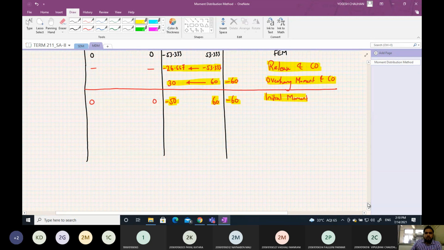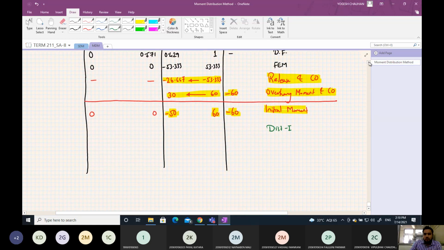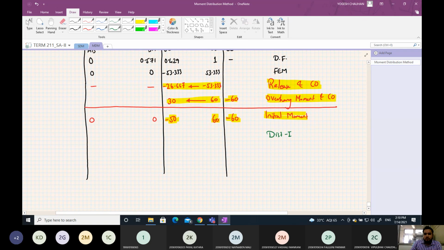Okay, now you repeat the distribution carryover cycle. So your first distribution, here the unbalanced moment is 60 minus 60, 0. So it is 0. Okay, so this will be 0 only.